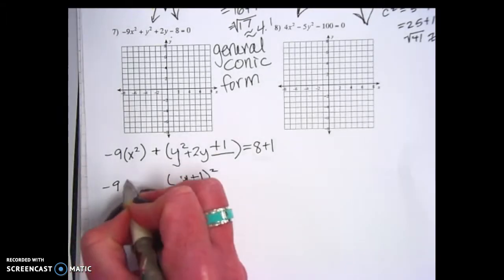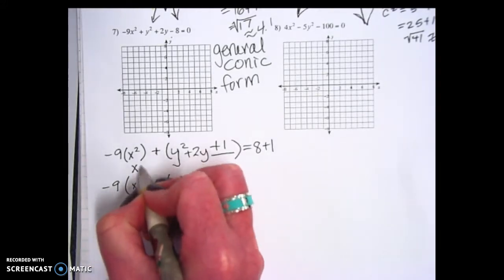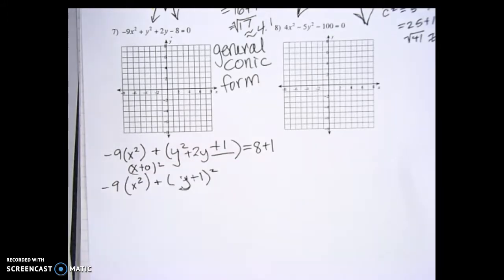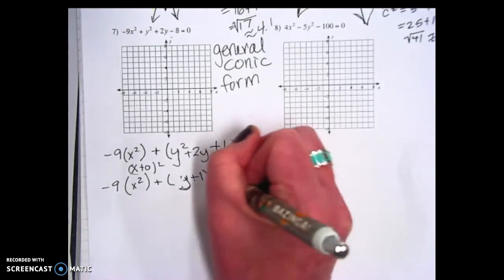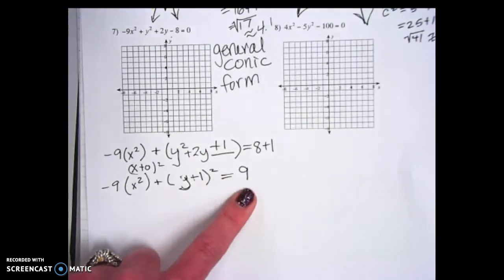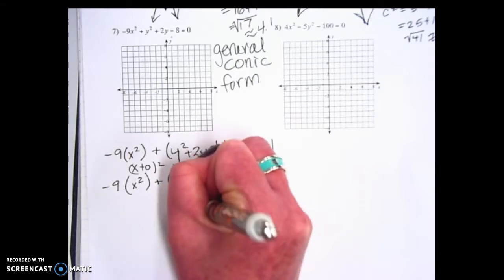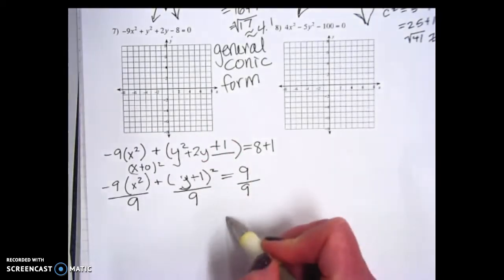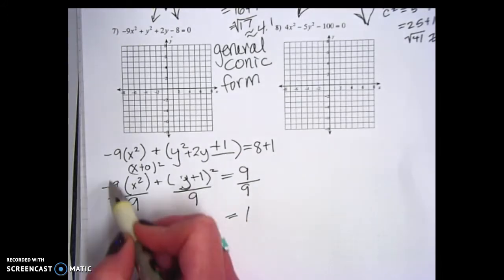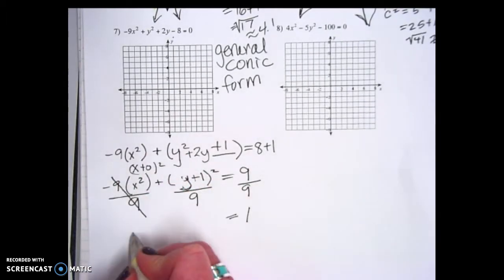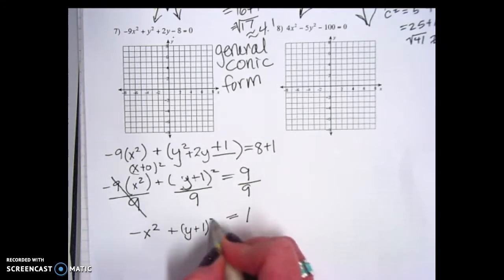This is going to be negative 9 times x squared. If you want to write it as x plus 0 squared, that's the same thing, right? And then on the right, we've got 8 plus 1, which is 9. Okay, but we don't want a 9 over here. What do we want over here? A 1. So we're going to divide all of the terms by 9, which will force this to be 1. And over here, 9 divided by 9 is 1. So we have negative x squared plus y plus 1 squared over 9.